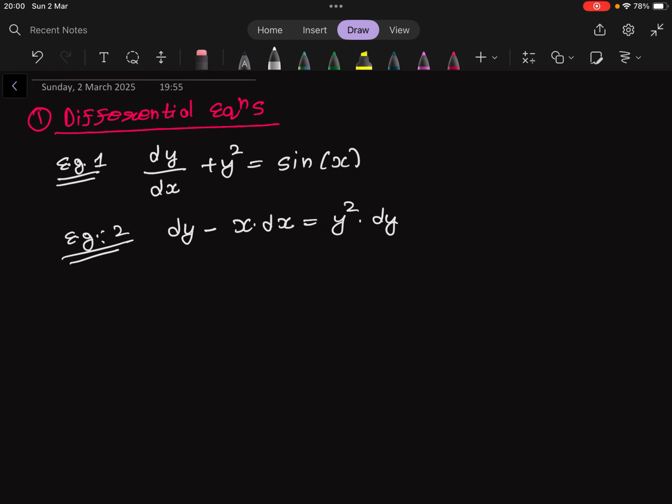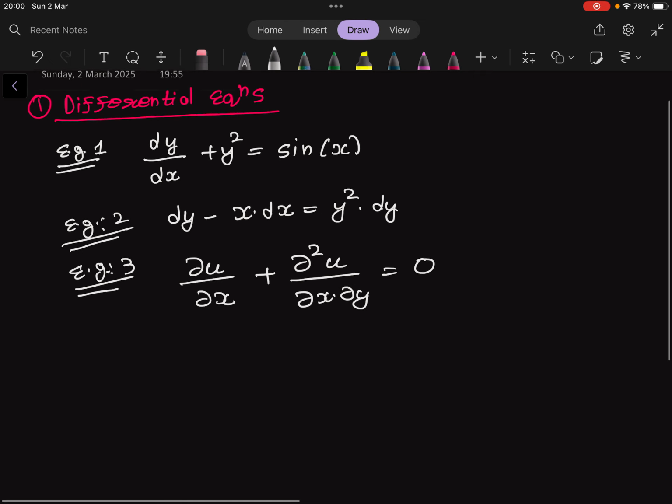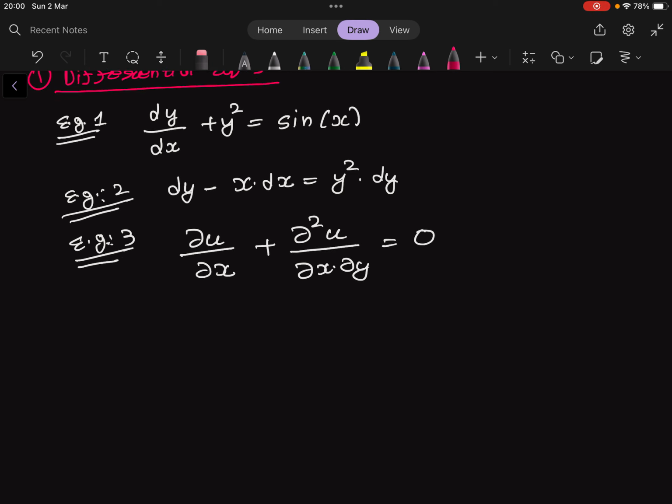And now let's see what the types of differential equations are. Let me see another example. We can also write example 3 as dou u by dou x plus dou square u by dou x dot dou y equal to 0. So this is our third form of differential equation. Now let's see the different types of differential equation.